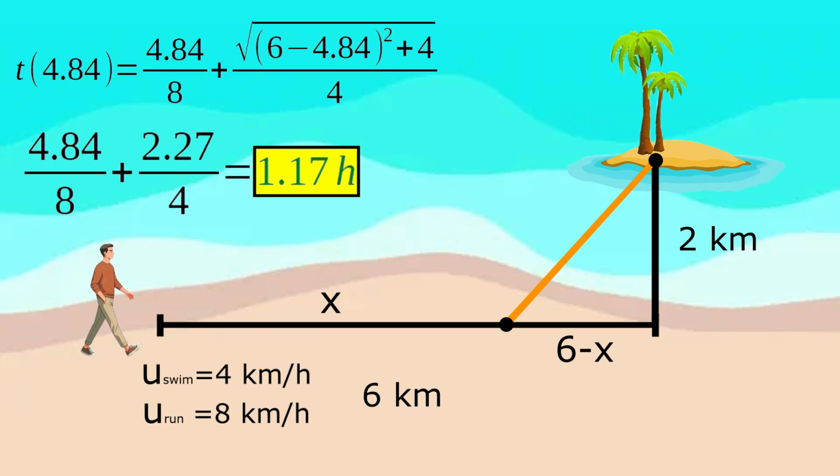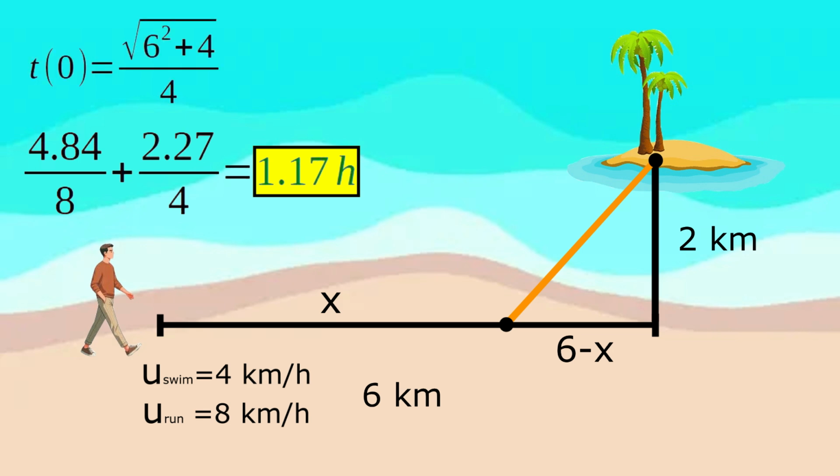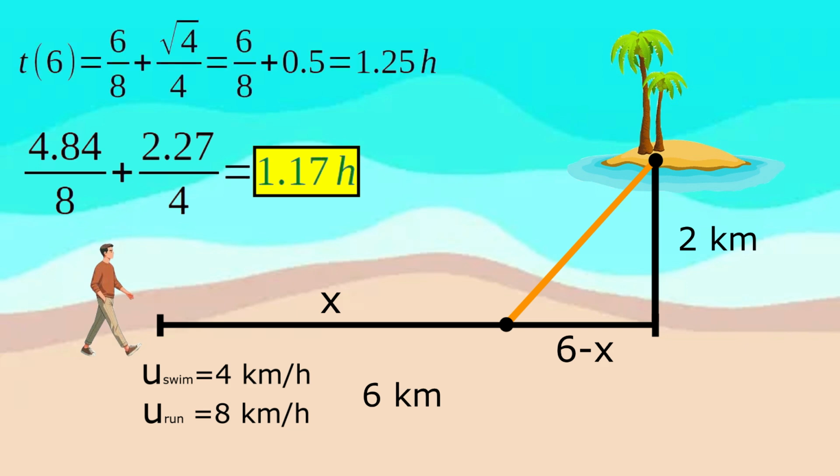Let's take the other two extreme cases, where x equals 0. It's going to be the square root of 6 squared plus 4, over 4, which is 1.58 hours. So if he starts swimming immediately, he's going to take 1.58 hours to get to the island. Now we set x equals 6. This is going to be 6 over 8 plus the square root of 4 over 4, which is 6 over 8 plus 0.5, equals 1.25 hours. So if the man waits until the last minute to start swimming, it's going to take him 1.25 hours to get to the island.